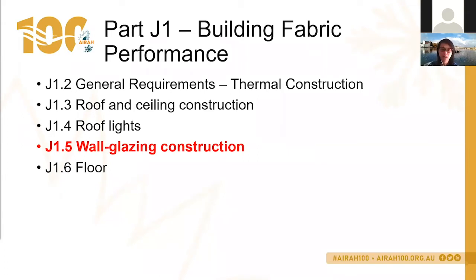Now, with the wall glazing construction in 2016, some of you will know that it used to be covered in Part J1 and J2, and we were looking at the wall performance and the glazing performance separately. In the 2019 code, there's a recognition that we should be looking at the building design and performance more holistically. So you see a lot of that trend throughout today's presentation, when we start looking to say, well, holistically, how does the building perform?